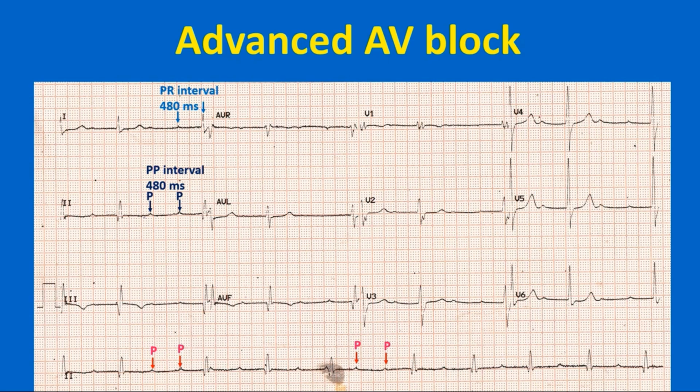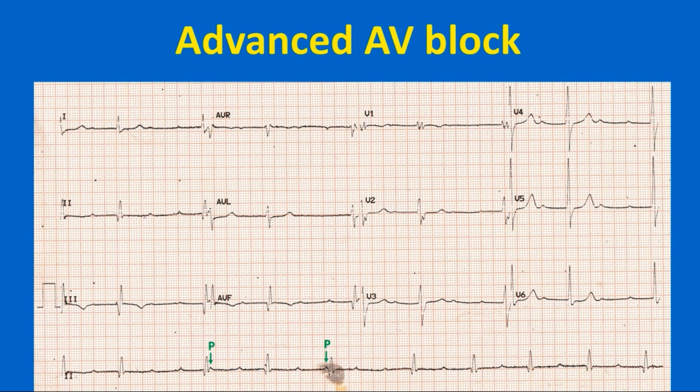PP interval is 480 milliseconds corresponding to an atrial rate of 125 per minute. PR interval is relatively fixed at 440 milliseconds for most of the conducted beats, though the conduction ratio varies between 3:1 and 2:1. That is 2 P waves visible between second and third and 5th and 6th QRS complexes in the rhythm strip marked in red color.